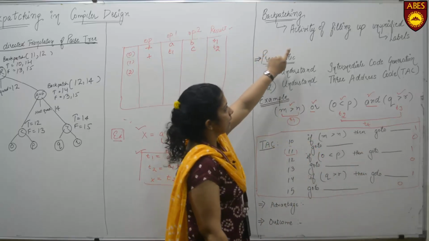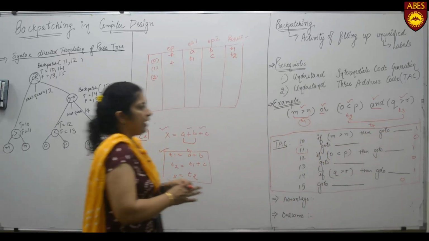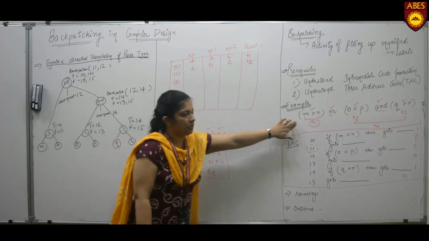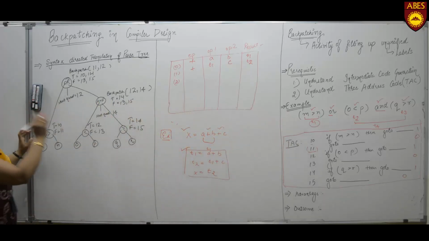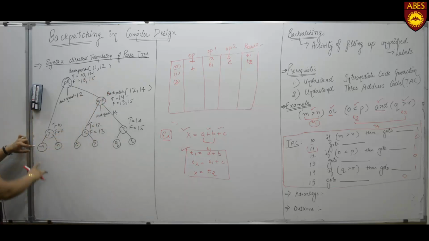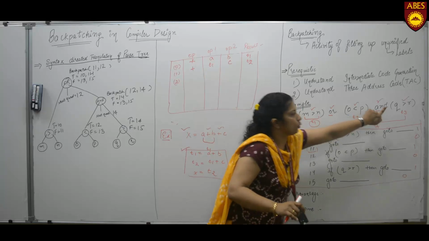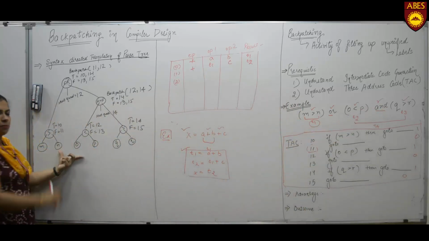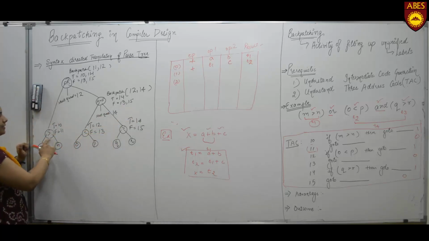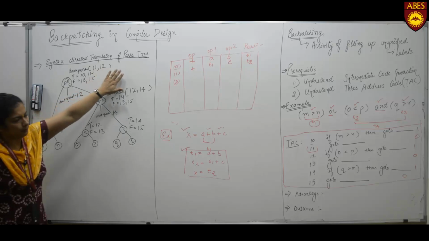Hence, backpatching is the activity to find these unspecified labels. For this, we have to do the syntax directed translation of a parse tree for this expression of mixed operators. First, see, these are the leaves of this parse tree: M, N, O, P, Q, R. These are the leaves of this parse tree, and the internal nodes are the operators of this expression, that is greater than, less than, greater than, and or. These are the internal nodes of this parse tree.